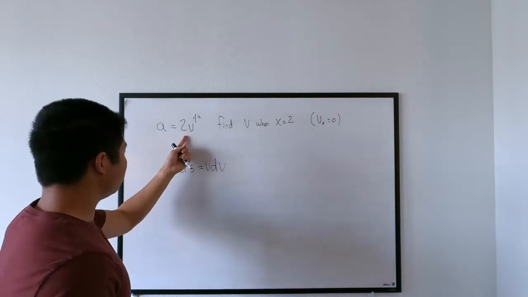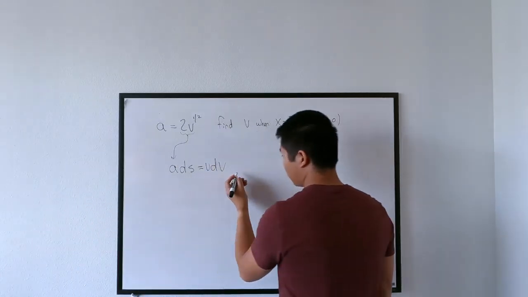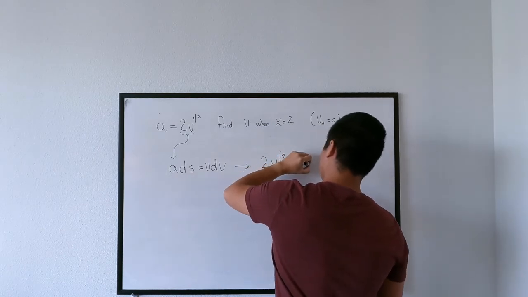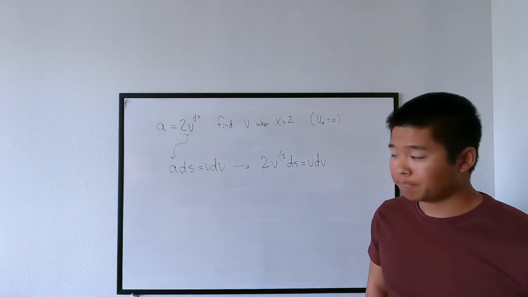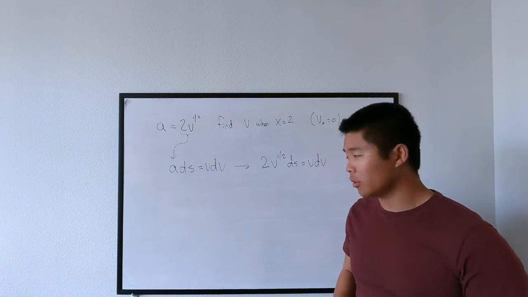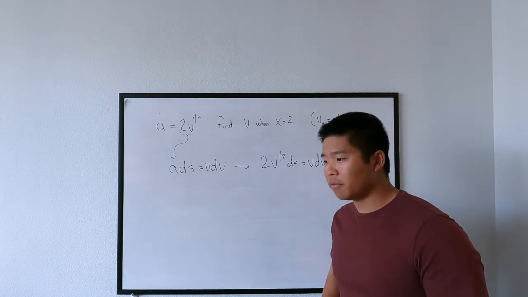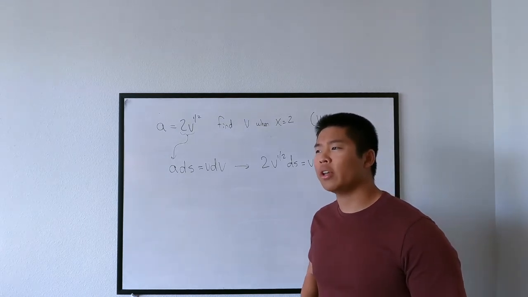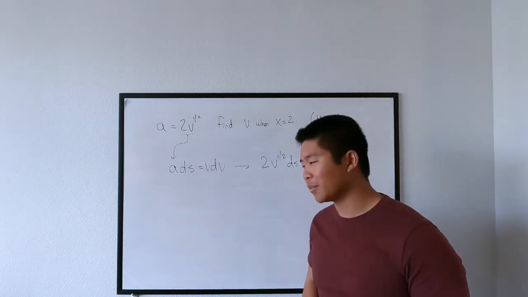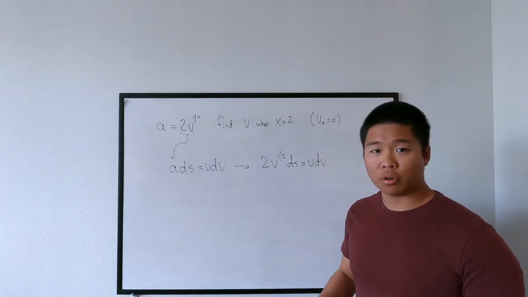Now all we have to do is just plug and shove. Our a is equal to 2 times v to the 1/2. We're just going to take that and throw it right here. And when we do that, we find 2v to the 1/2 ds equals v dv. Now this is where you need to know about 1% of differential equations in order to solve this problem, because this method, from some part of chapter 2 in the differential equations textbook, is called separation of variables. It is very straightforward. Your goal is to separate the variables.